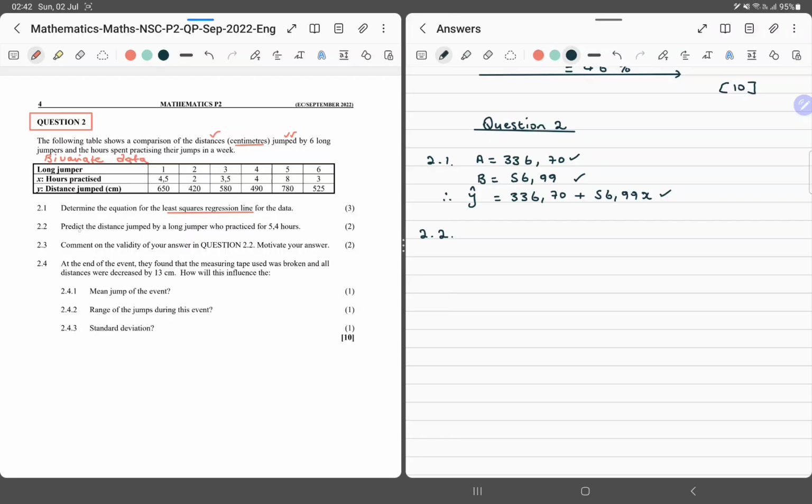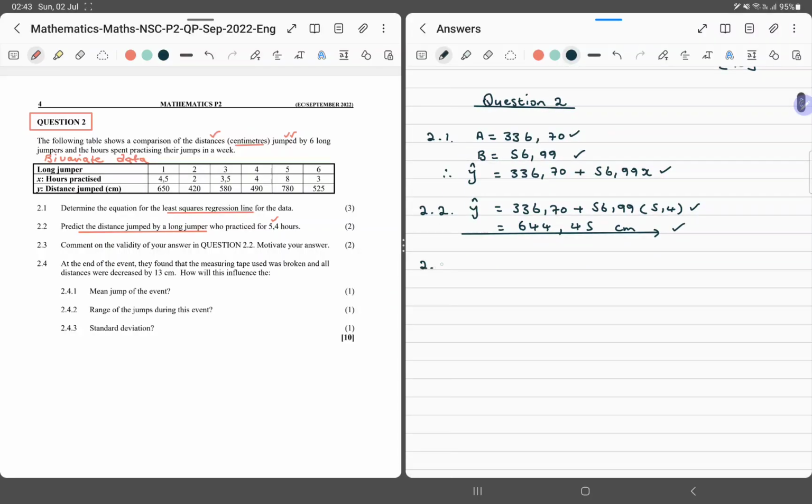2.2, we are told to predict the distance jumped by a long jumper who practiced 5.4 hours. So we know that from our equation, we just substitute 336,70 plus 56,99. For x, we put a 5,4. Easy. We just punch it: 336,70 plus 56,99 times 5,4. That gives us 644,45 to 2 decimal places. But now this is in centimeters because that is a jump. So for the substitution and for the answer, that's how we score the marks here.